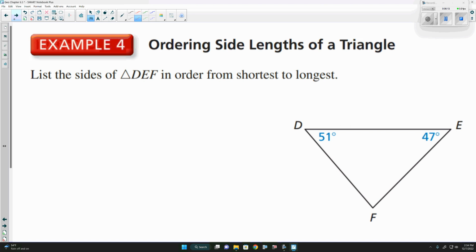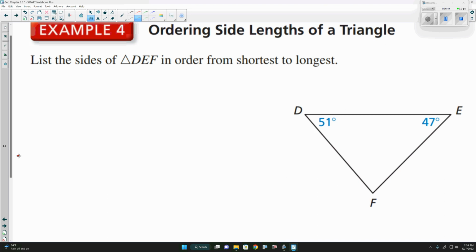List the side lengths in order from shortest to longest. So do we know what all three angles are? We can figure it out because the sum of the three angles in a triangle always add up to be 180. So we can add these two angles together. So we get 98. And if we subtract 98 from 180, we get, because that'd be 7, 10, 17 is 8. So 82.